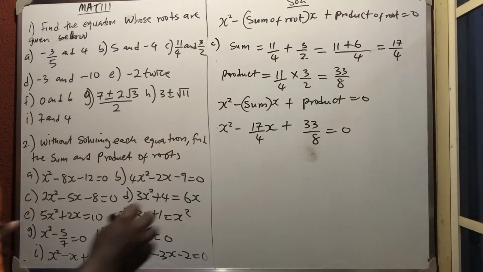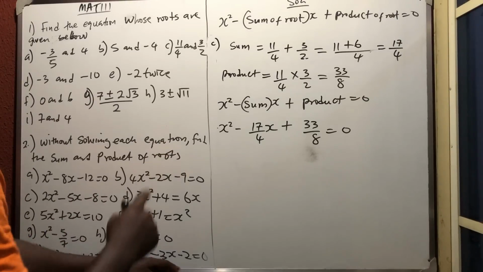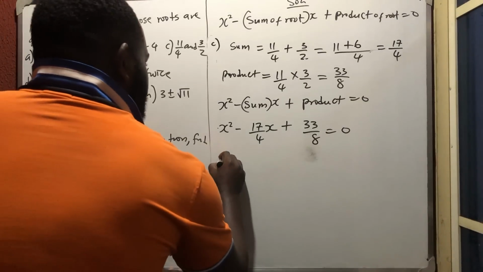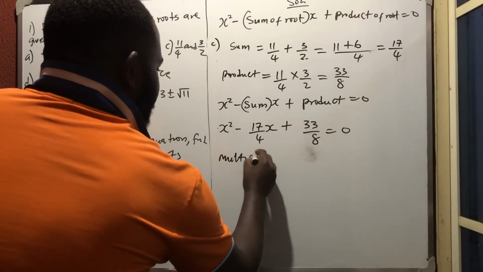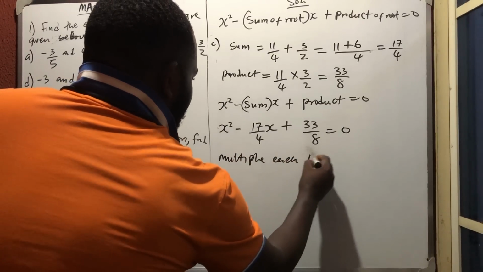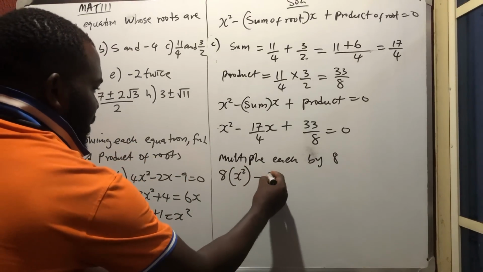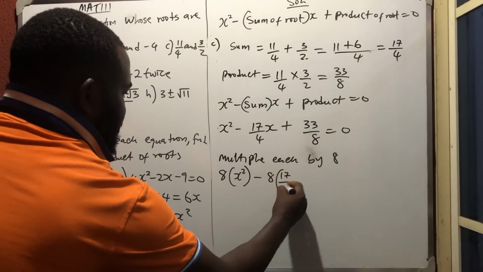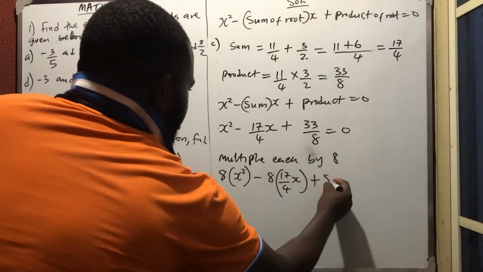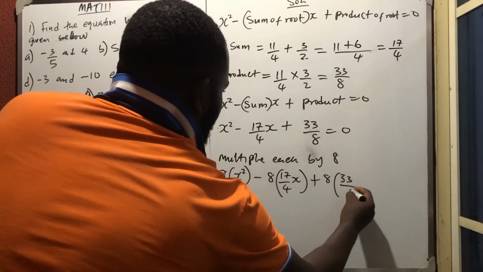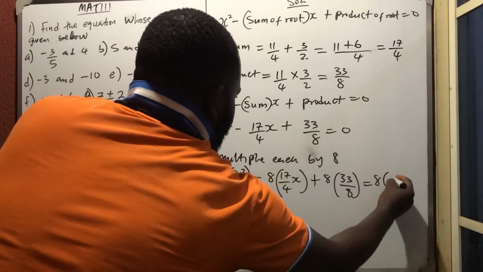So let's multiply everybody by the LCM. The LCM of 4 and 8 is 8. So we are multiplying by 8. Multiply each by 8. So we have 8 in bracket of x squared minus 8 in bracket of 17 over 4x plus 8 in bracket of 33 over 8 is equal to 8 in bracket of 0.